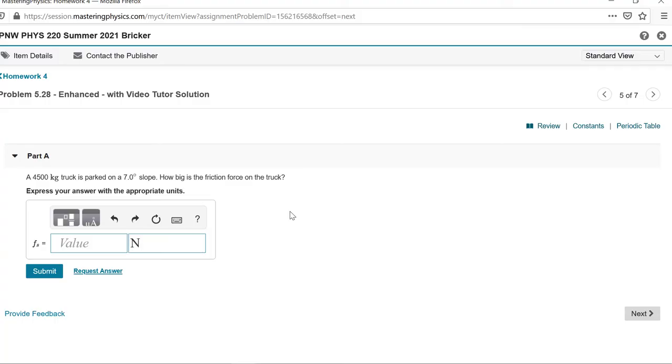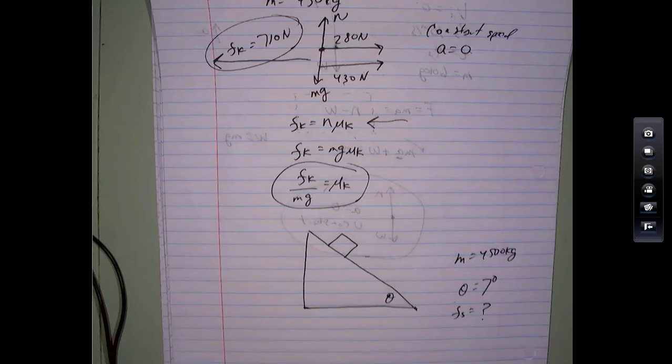Okay, so on this one we've got an incline, it looks like. A 4,500 kilogram truck is parked on a 7-degree slope. How big is the frictional force on the truck? So it's parked there, it's not moving. This is static friction. That's another hint that it's not moving. All right, let's look at the picture for this one.